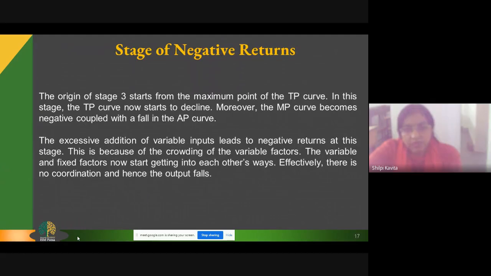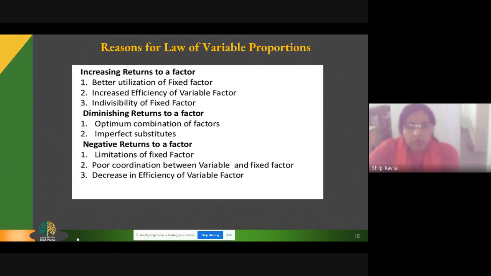Now comes the third stage of negative returns, in which the marginal product becomes negative, coupled with a fall in average product, and the total product also starts diminishing. This is a stage where there is overcrowding of the variable factor, and now the fixed factors are very less. Now if we increase the variable factor, there will be no coordination between the fixed factor and variable factor, and it will start giving negative returns.